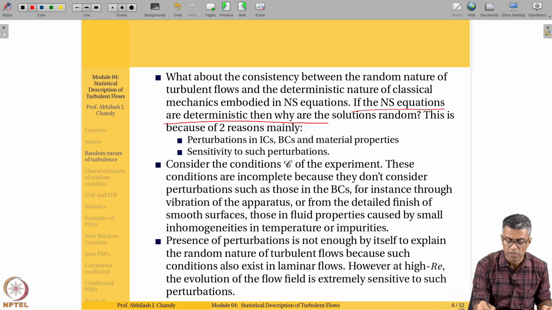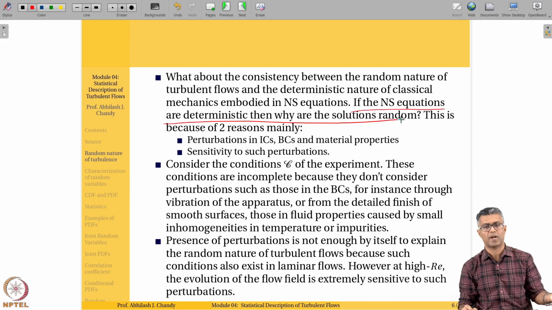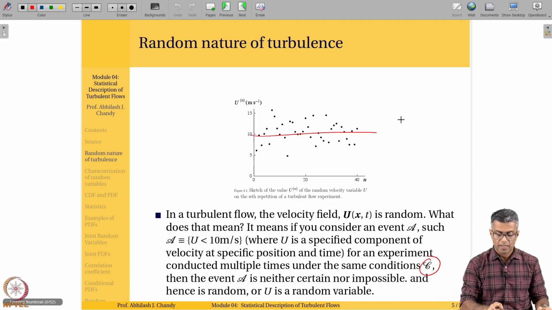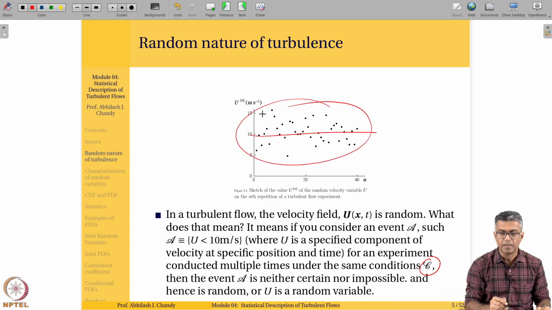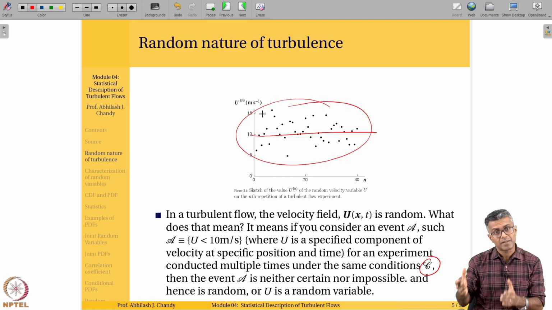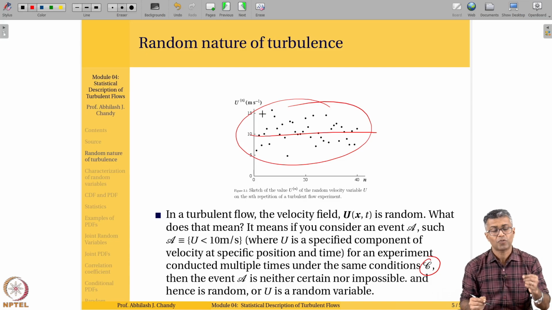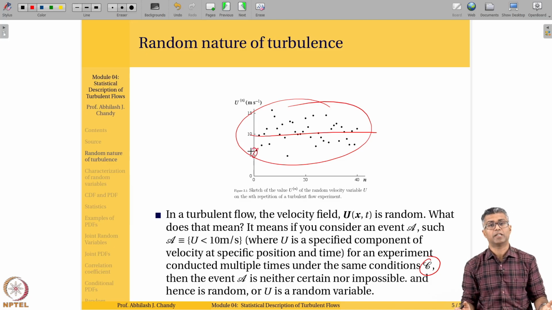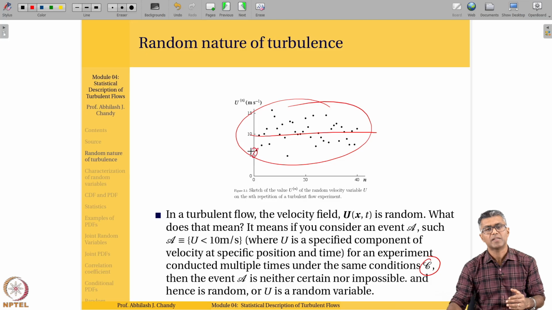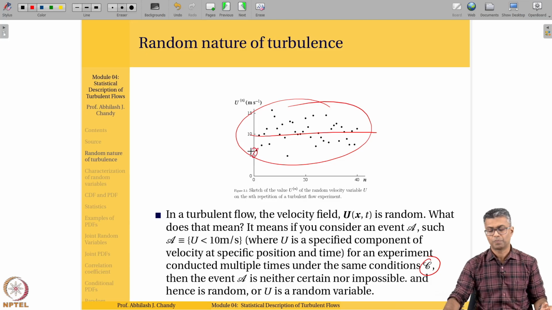If the Navier-Stokes equations are deterministic, then why are the solutions random? Because this right here should be described by the Navier-Stokes equations, isn't it? It's a fluid flow behavior. Continuum hypothesis is valid. The Navier-Stokes equations apply to these kinds of flows. So if you solve for the velocity at a specific point in space and time, you should get this value. And in fact, every time you should get that same value. Then why is it that we are not getting the same value?